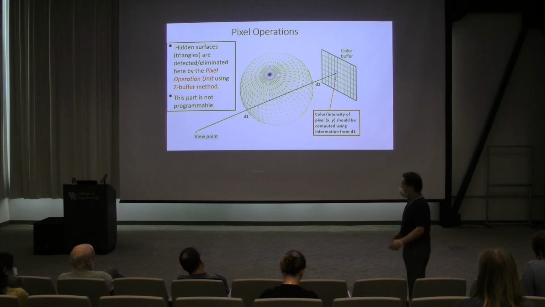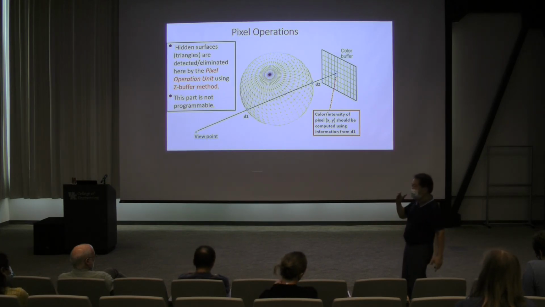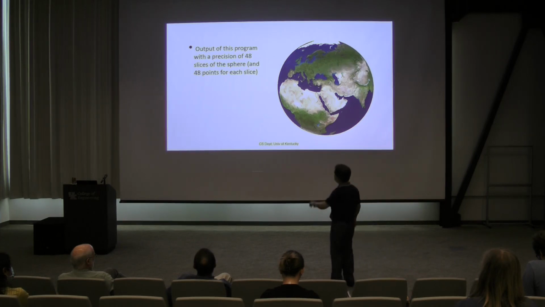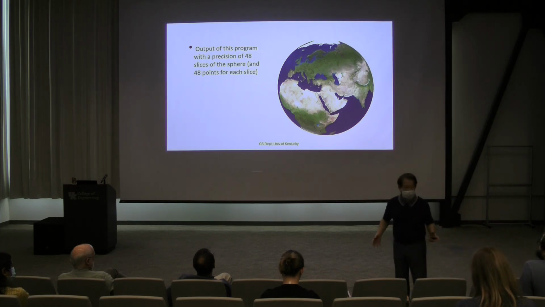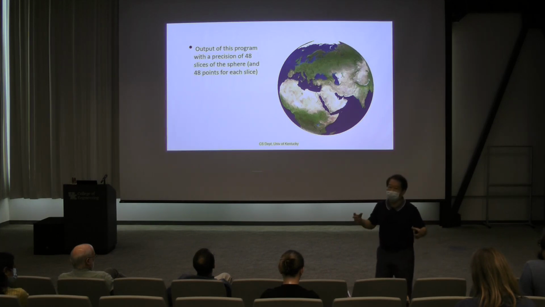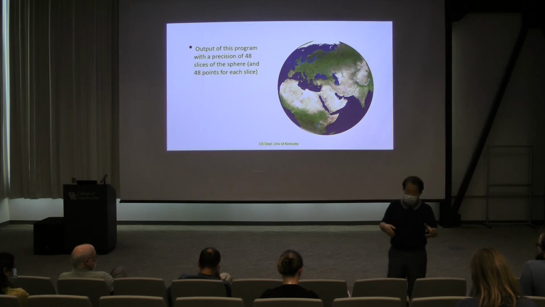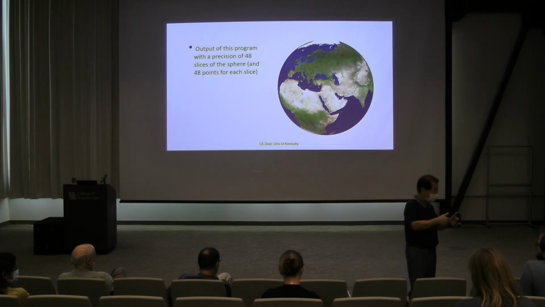Okay? Therefore, when all this information is put together, you would be able to see what? A sphere with the world map texture on it, okay? Correct, like this one. So the output of this program here is a precision of 48 slices of the sphere, and for each slice we have 48 points, all right? So this is what you would get at the end for this simple example here. So now you understand how a simple 3D graphics example is done using shaders. Of course, I didn't show you the code, okay? You have to take CS535 to learn how to write a shader program, okay? Remember, learn that in CS535.